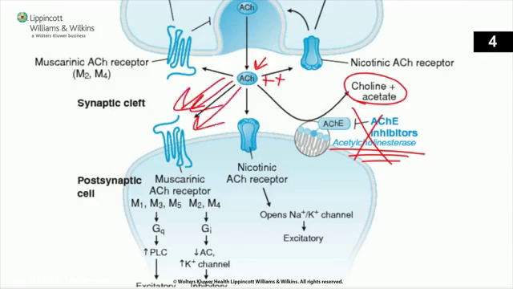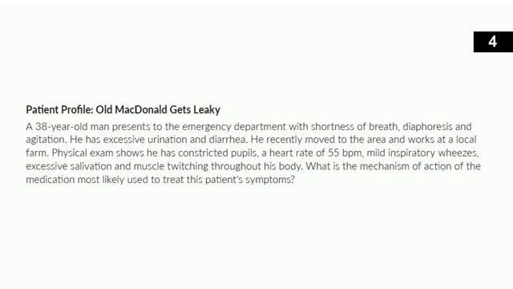of muscarinic receptors. So looking back at the question again, we need to know the mechanism of action of the treatment of organophosphate poisoning. So we have way too much acetylcholine stimulating muscarinic receptors.